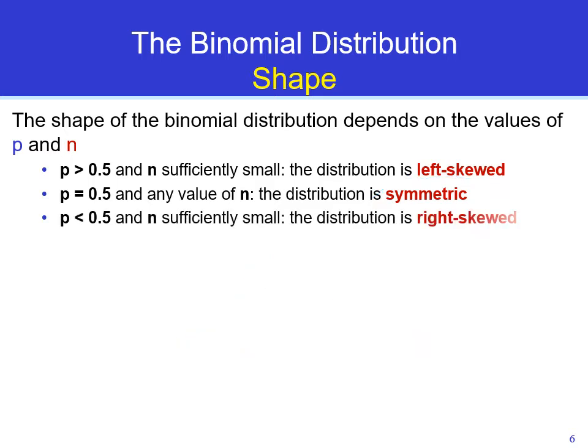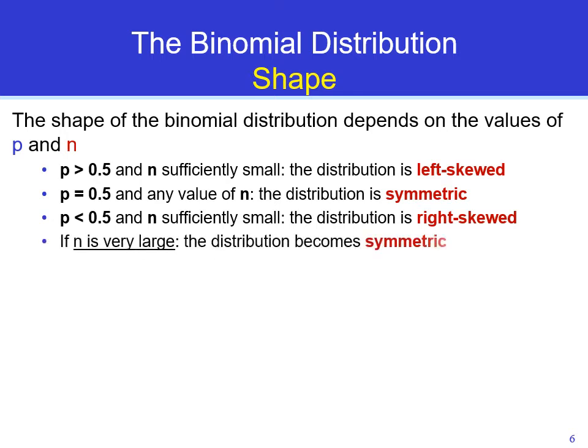If p is less than 0.5 and n is sufficiently small, less than 30, the distribution is right skewed. If n is very large, the distribution becomes symmetric. So no matter whether p is less than 50% or greater than 50%, if n is large enough, then you're going to get a symmetric distribution for the shape of the binomial distribution. And how large or small n is, is subjective, but it also depends on p.